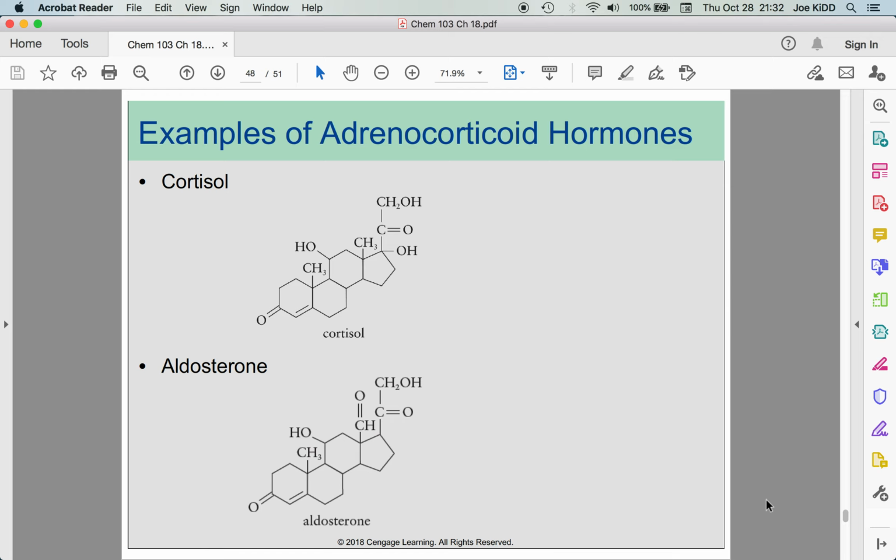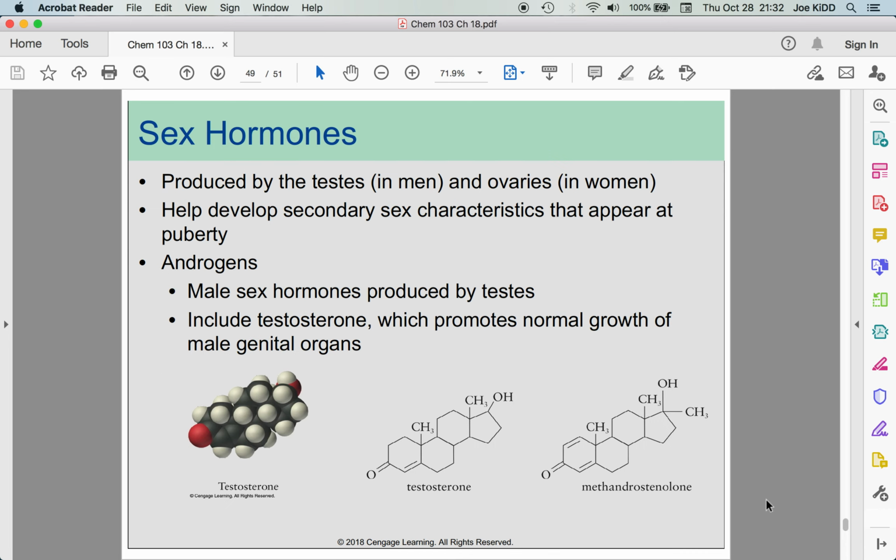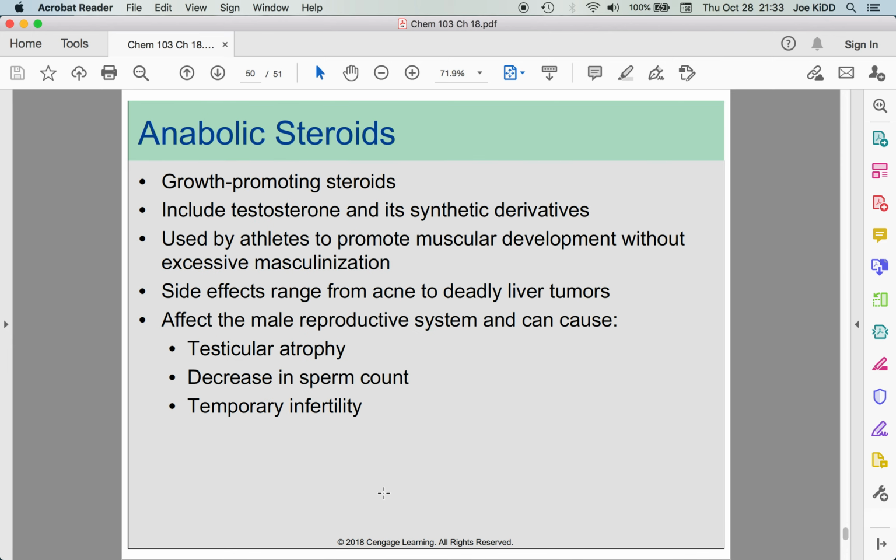Again, here's cortisol. These are adrenocorticoid hormones. Sex hormones are produced in either the testes or the ovaries, and during puberty, they help develop secondary sex characteristics. So here we have testosterone. Again, you can kind of base it off of the name. We see the "one" ending, we're mentioning that because of the ketone on here as well.